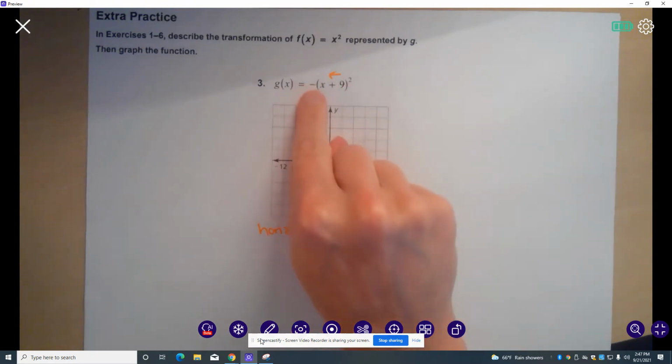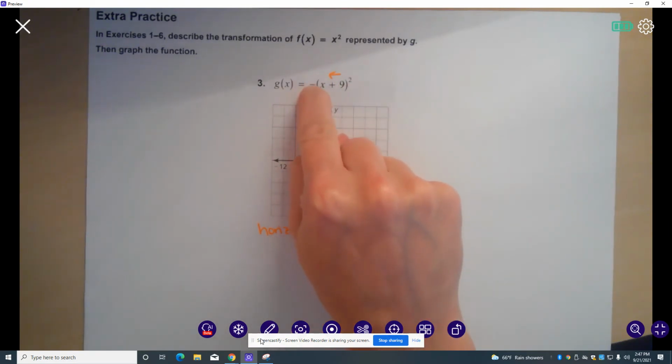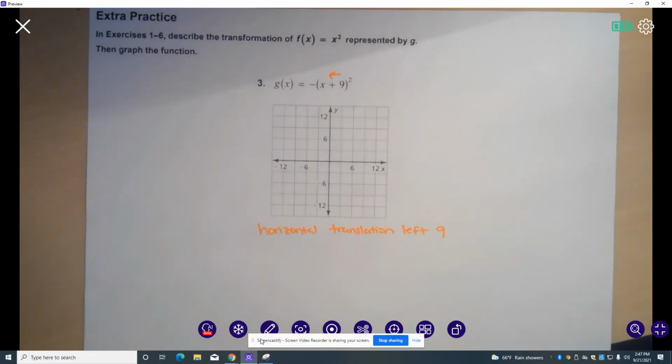I also notice that there is a negative in front. So remember, when you have a negative in front, that means there's going to be a reflection. And since it's outside the function, it's a reflection across the x-axis.